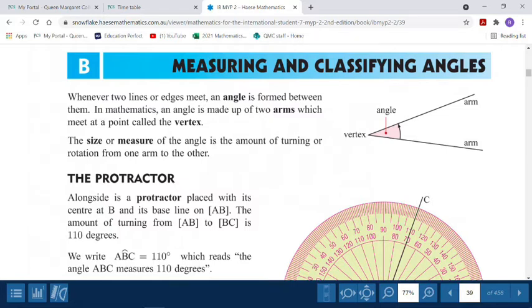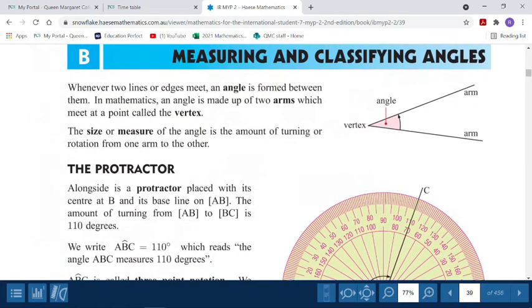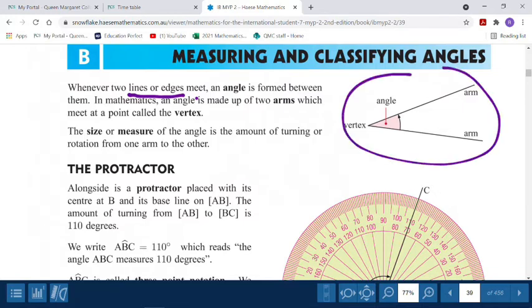Whenever two lines meet, or edges meet, lines or edges. Edges is just another word for a line. In geometry we typically call them edges because they're the edge of the thing, but it's just a line. So whenever two lines or edges meet, an angle is formed between them. If you look here, these are two line segments that are meeting, do you agree? They both meet at the same point, right? And so it forms an angle at that point where they meet.